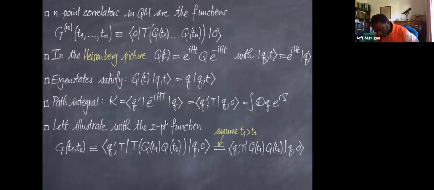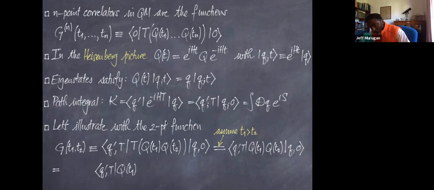What is it exactly? Well, I know that I can express this particular object as follows. It's the path integral over Q of e to the iS. So what I want to do is expand this object by inserting resolutions of the identity. So let's start off by Q prime at time T, Q of T1.